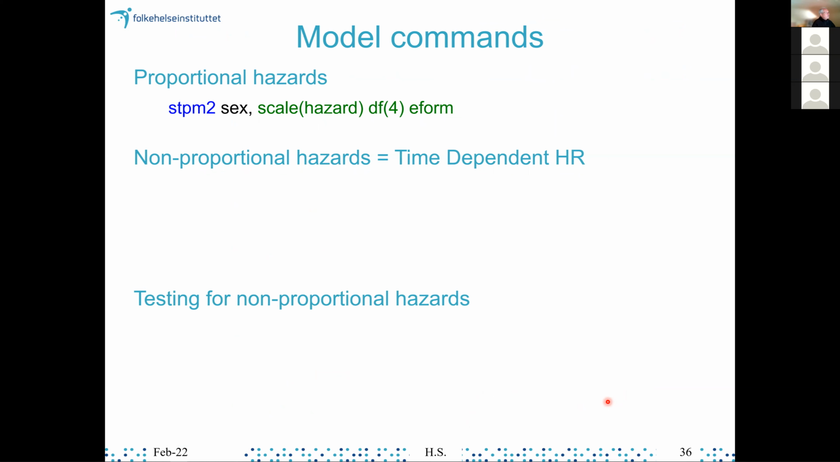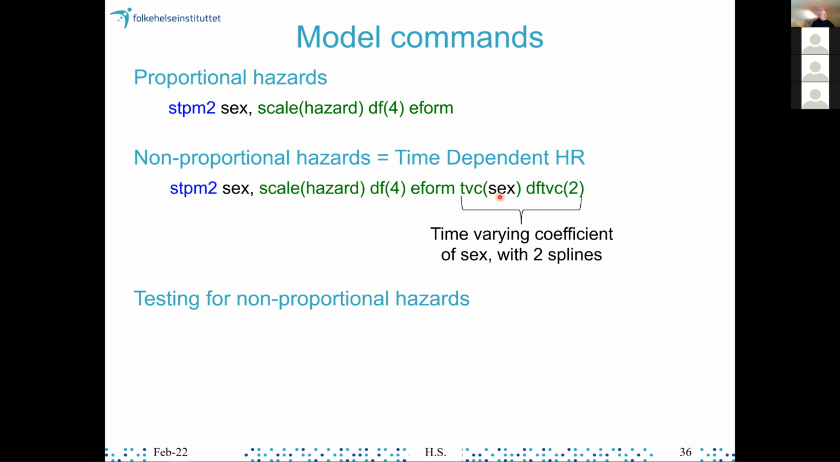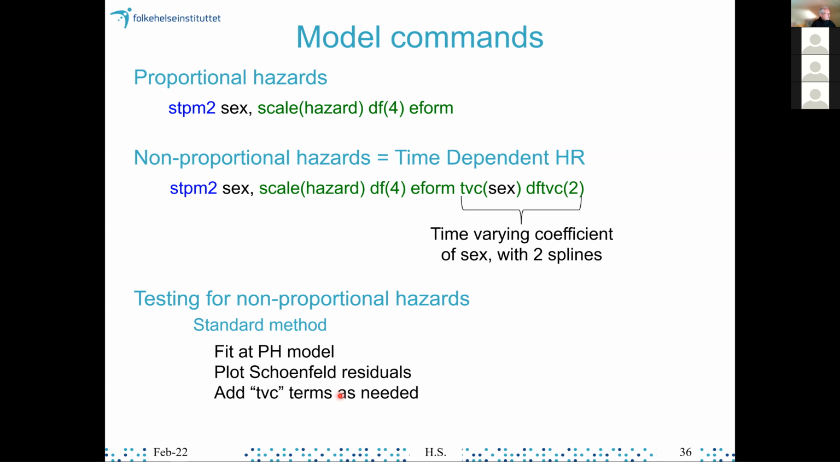So here is the proportional hazards model again. Here is the non-proportional hazards, where we're putting in 2 extra terms. We would like to have a time varying coefficient for sex, and we would like to have that modeled with 2 splines. How do we test for non-proportional hazards? Well, this is the standard method of doing it. You fit the proportional hazards model, and then you do a plot of so-called Schoenfeld residuals. And then you look at that plot and decide if you need to add any time-dependent effects.